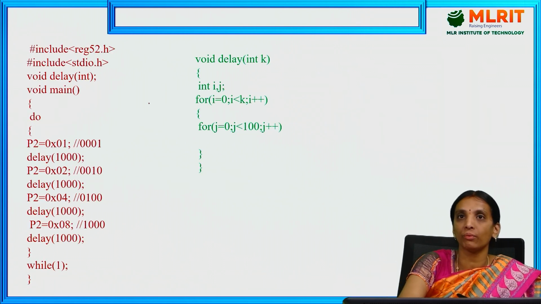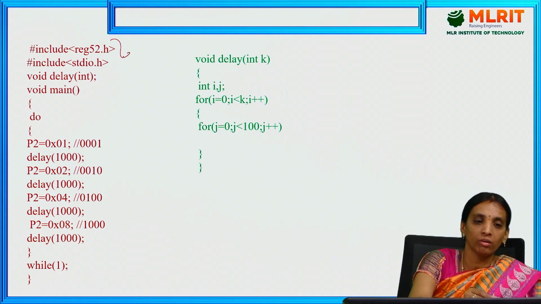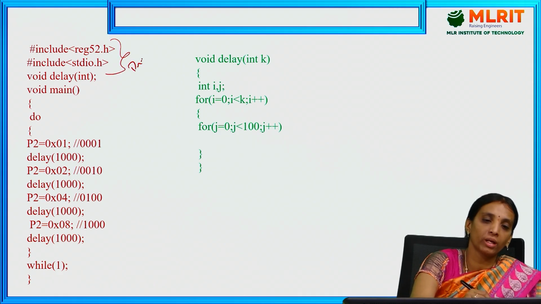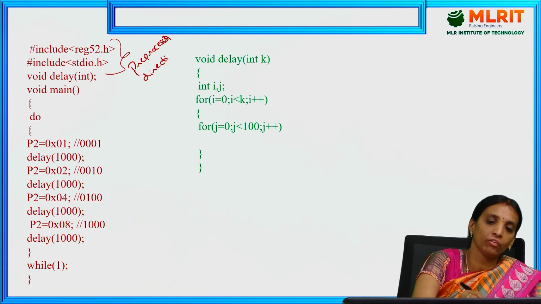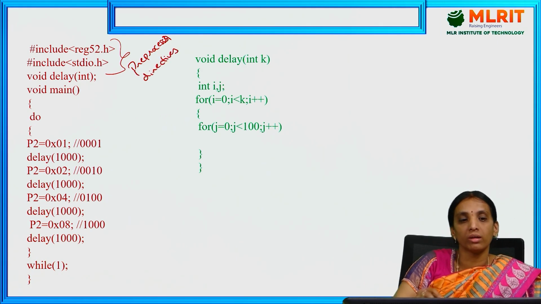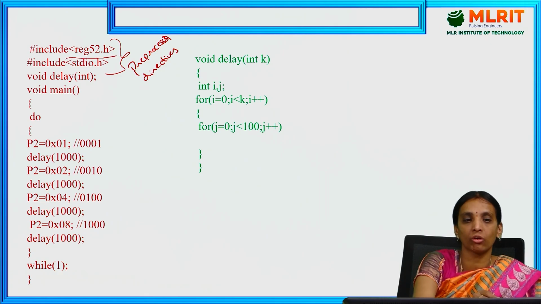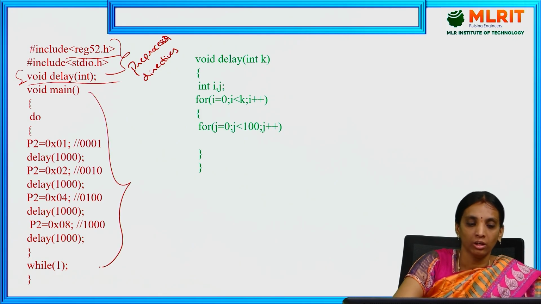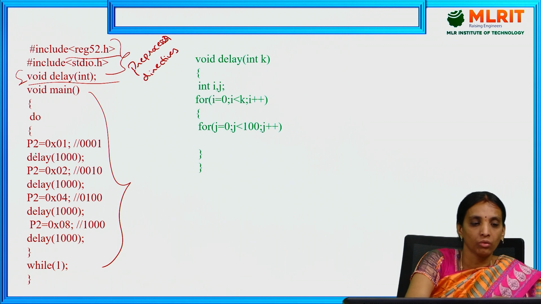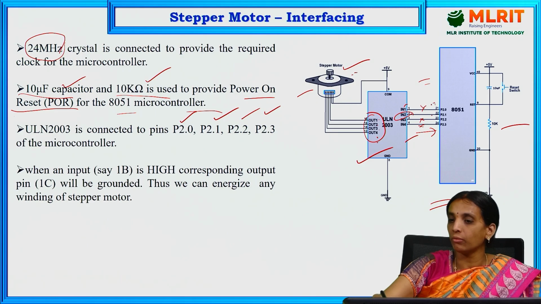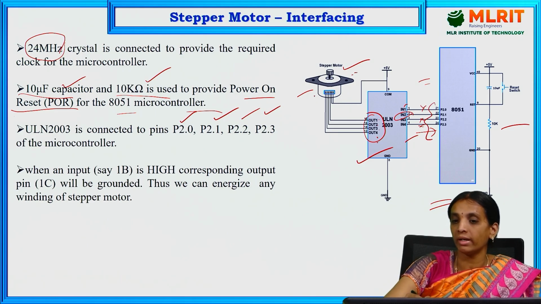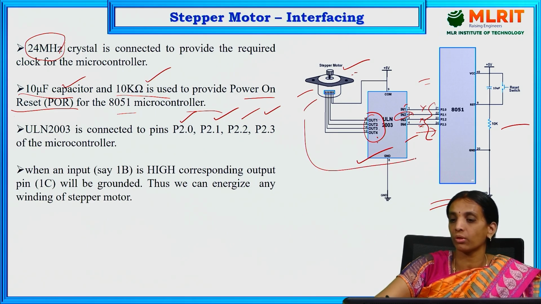Here is the program used for interfacing the stepper motor. First are the preprocessor directives, which are used for declaring the register files of our microcontroller. Next is the function declaration, which is the void delay function, and then the main program. In the main program we use the P2 pins for connecting the windings of the coils of the stepper motor with the microcontroller.